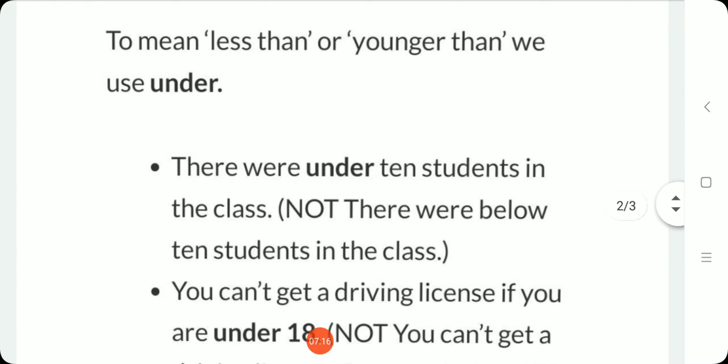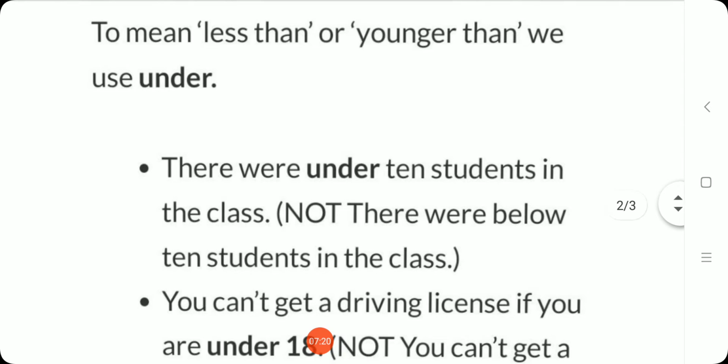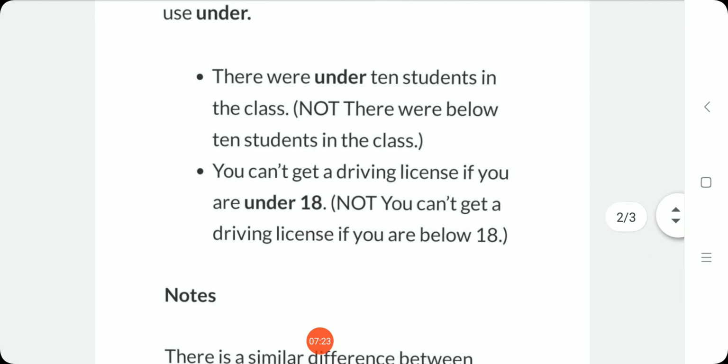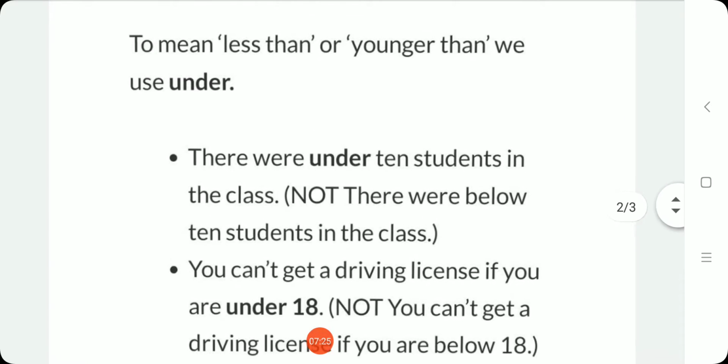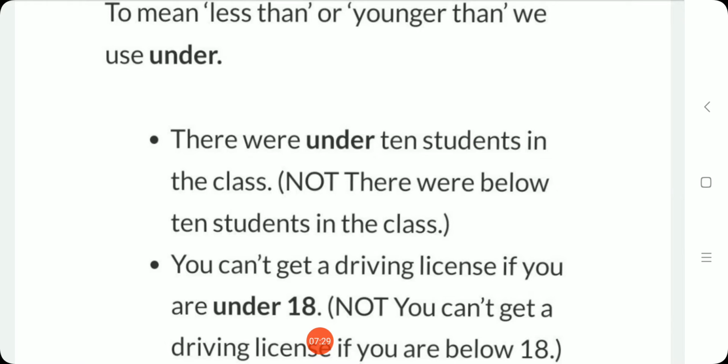To mean, that is, to mention or to refer to less than or younger than, we use under. There were under 10 students in the class.